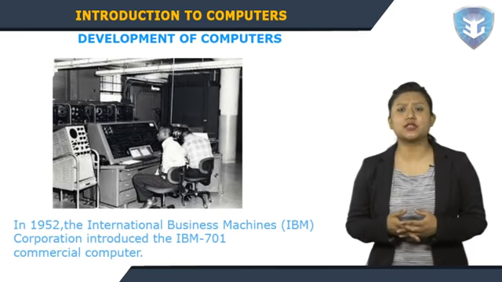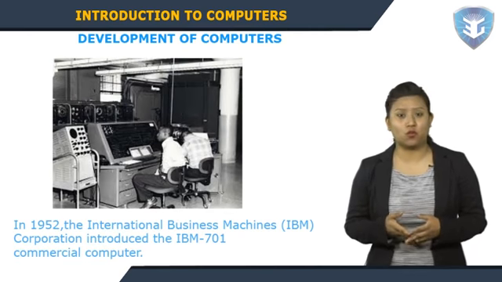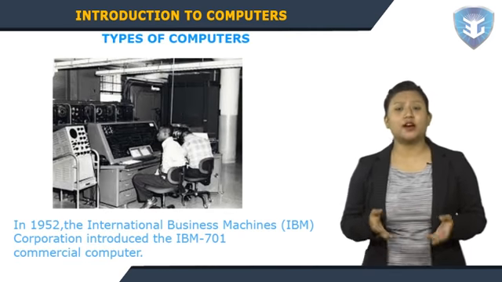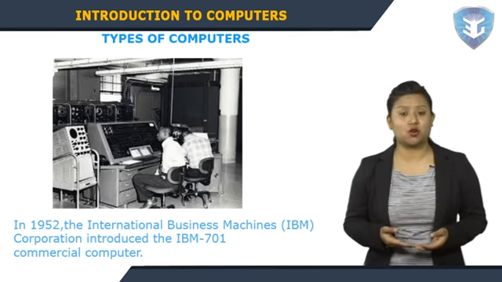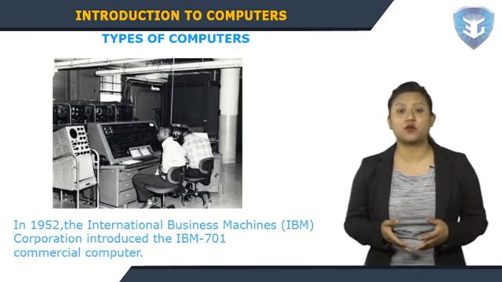In 1952, the International Business Machines (IBM) Corporation introduced the IBM 701 commercial computer. Let's now learn the various types of computer. A computer is one of the most brilliant inventions of mankind. With the help of computer technology, we were able to achieve storage and processing of huge amounts of data.